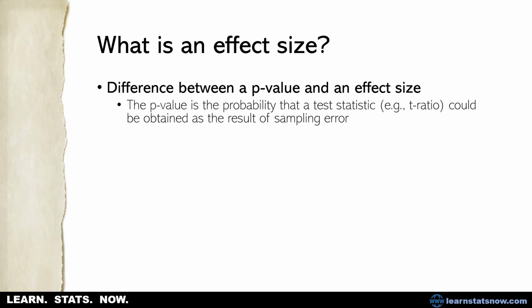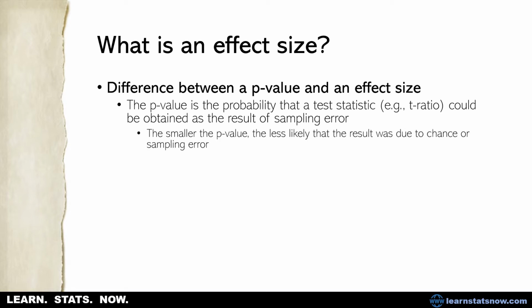Now, the p-value is the probability that a test statistic, for example, t obtained or the t-ratio, could be obtained as a result of sampling error. And obviously we'd like this to be small, right? So the smaller the p-value, the less likely that the result that we obtained was due to chance or sampling error. And if it's not due to chance or sampling error, then it's probably due to something else, like the true effect of manipulating the independent variable.